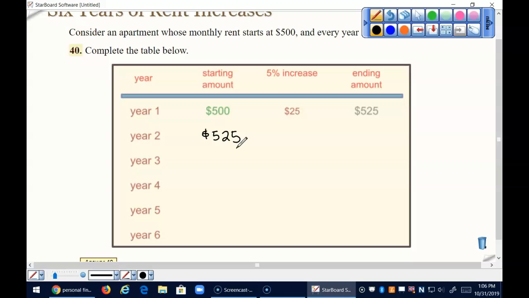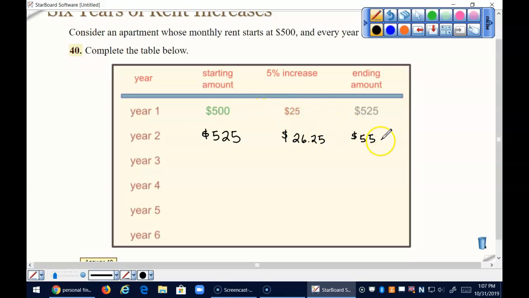The 5% increase is not going to be an even 25 anymore. 5% of a bigger number will be a bigger amount. 5% of my salary is a lot less than 5% of Bill Gates' salary. So if I do 0.05 times 525, now I'm up to 26.25. And I can add those.